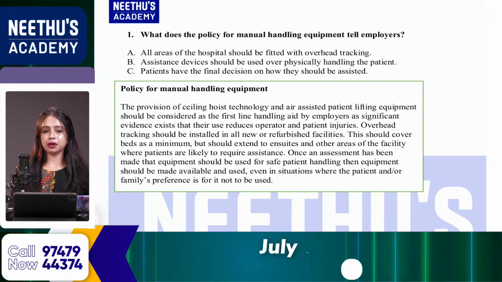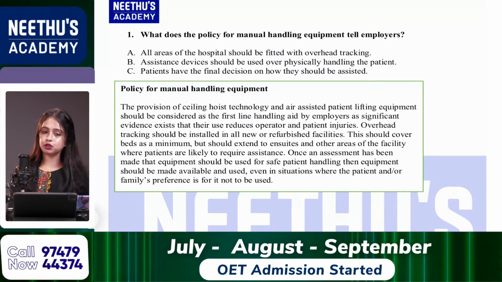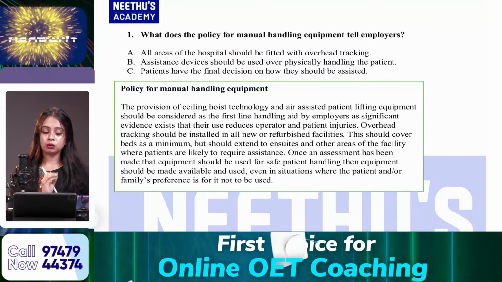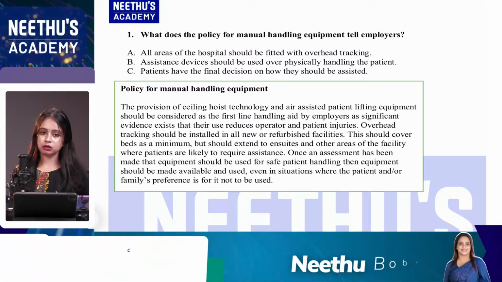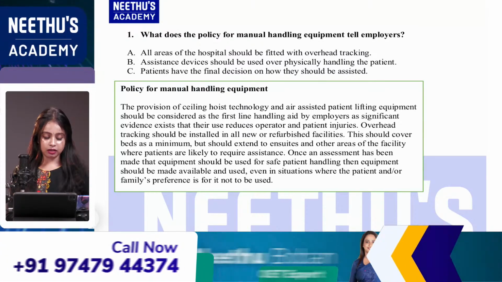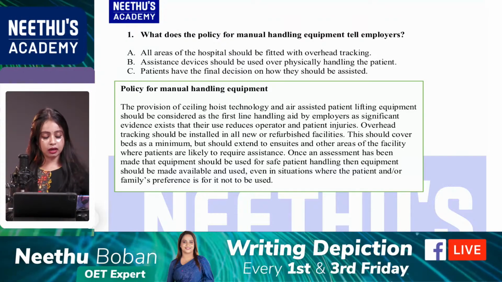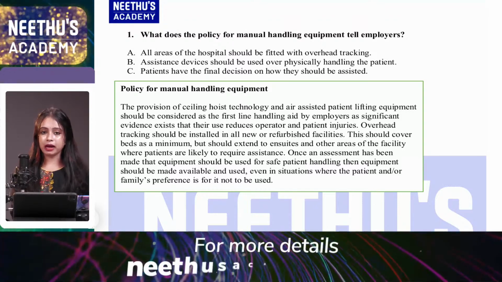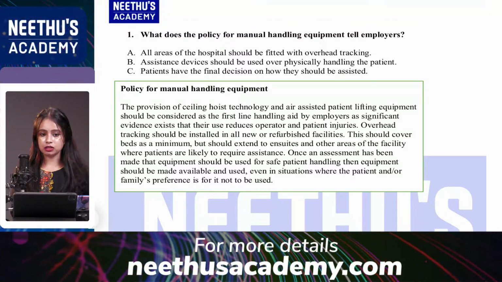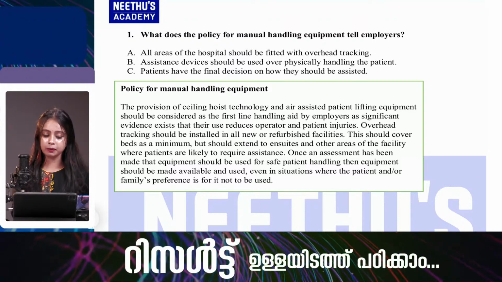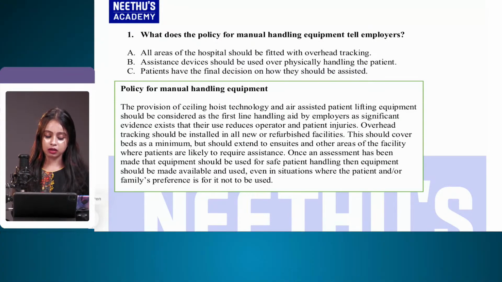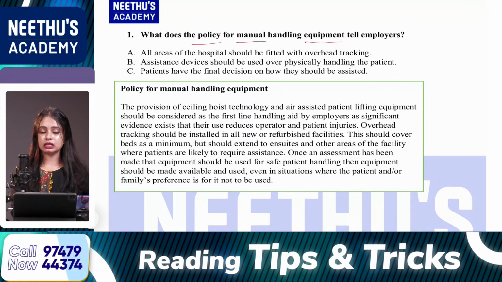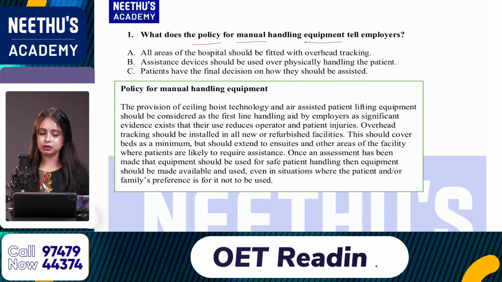So when you do part B, as I was always saying, you have to mark some keywords from the question as well as from the option and from the paragraph. So what are your keywords from this particular question? Okay, so I'm just marking: what does the policy for manual handling equipment tell employers? So my keywords from the question are policy, manual and equipment. So these are my keywords from this sample question.